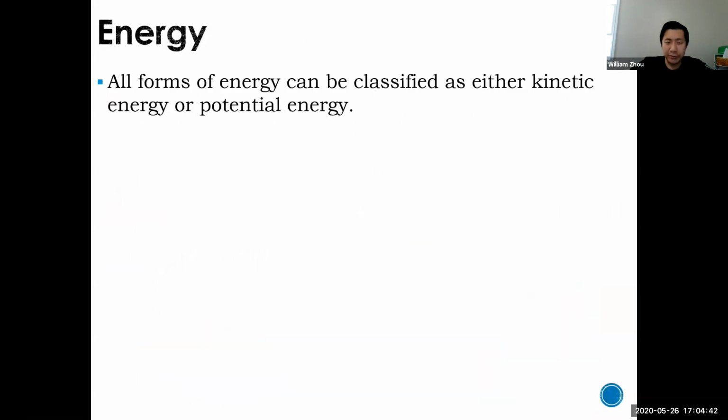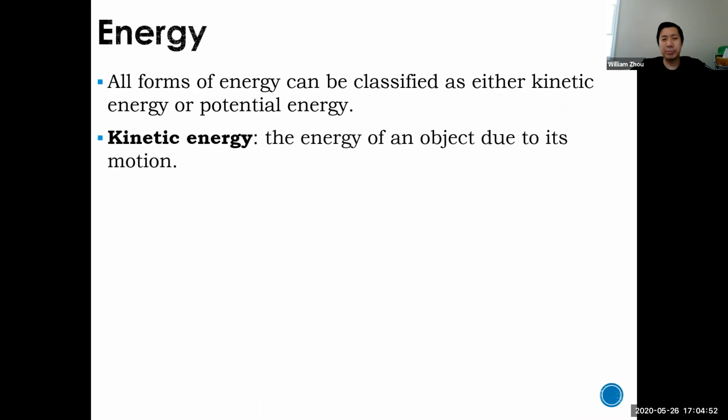Now, there are different categories of energies, and all energies can be classified as either kinetic or potential energy. Kinetic energy is relatively easy to understand. It's the energy of motion. Kinetic means to move. Anything that is moving will carry with it kinetic energy.